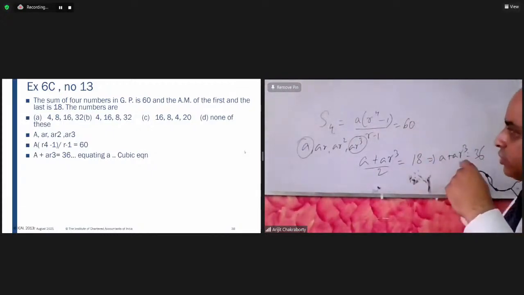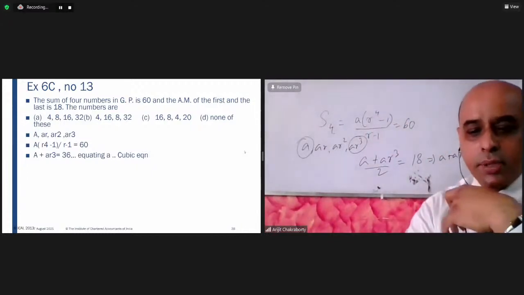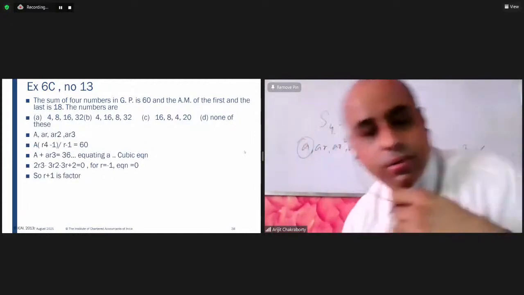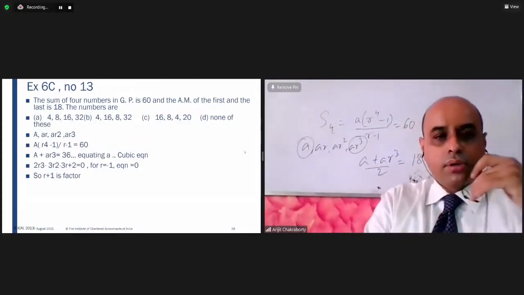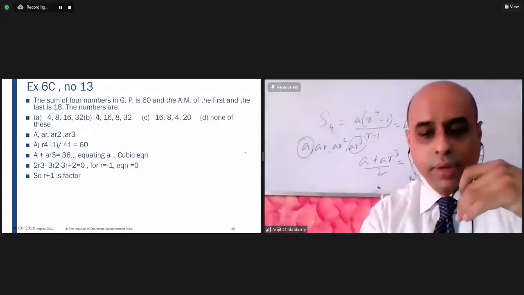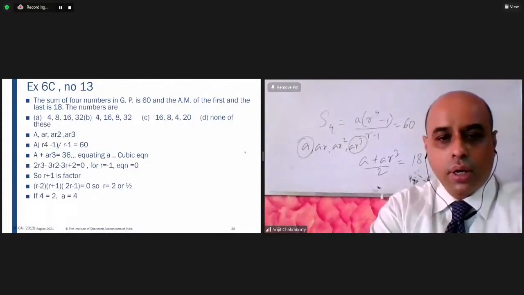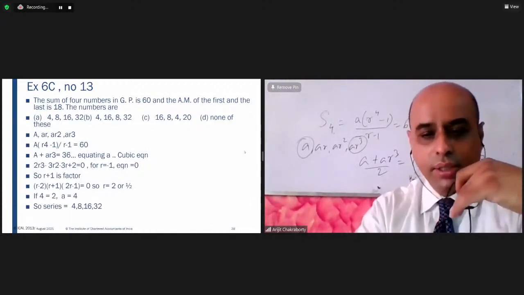So we have got two equations. This becomes a cubic equation, and if you are able to use cubic equations, you can see that for r equal to -1, this equation will become 0, which means r plus 1 is a factor, and therefore r will become 2, or it can be half. From there you can get the series 4, 8, 16, 32.